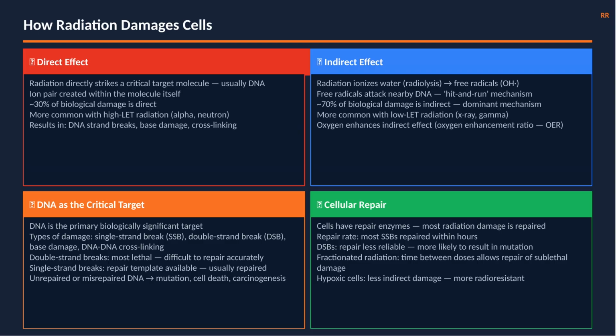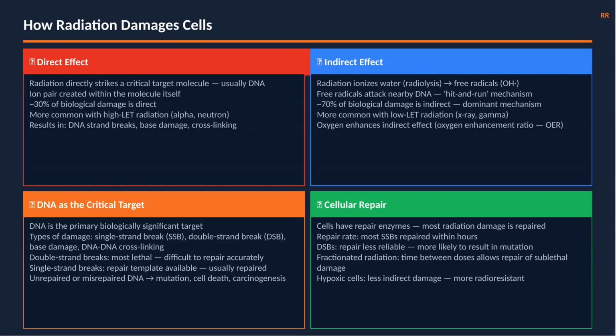DNA is the primary biologically significant target. 4 types of DNA damage: single-strand breaks, SSB, double-strand breaks, DSB, base damage, and DNA cross-linking. Double-strand breaks are the most lethal. There is no intact complementary strand to use as a repair template, so repair is inaccurate and prone to mutation. Single-strand breaks. The intact strand serves as a template, usually repaired accurately within hours.